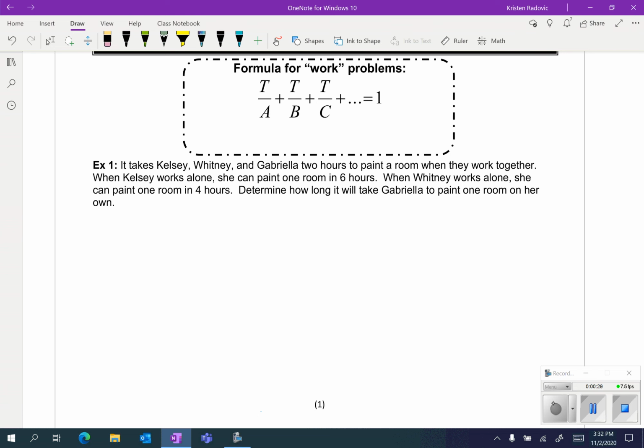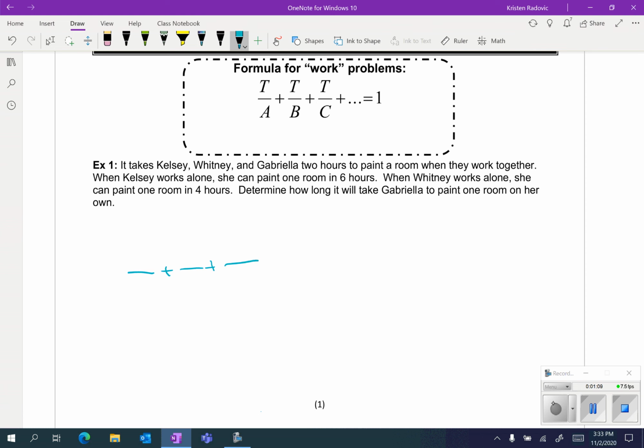So I call these work problems because we're talking about how long it takes for them to work to get a job done. And when you have that, we're going to follow the formula above. Now there are other formulas that work, but this one will work all the time, and that's why I suggest it. The first thing you're going to notice about the formula is that there are multiple fractions. You actually have to adjust the formula based on how many people you're talking about. For example, here we have 3 people, Kelsey, Whitney, and Gabriella. So I'm going to have 3 fractions, one for each person, right?